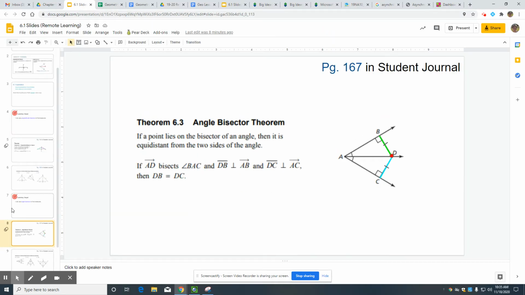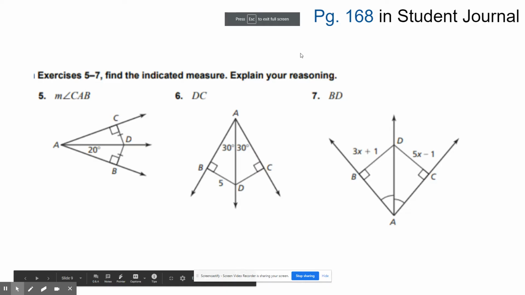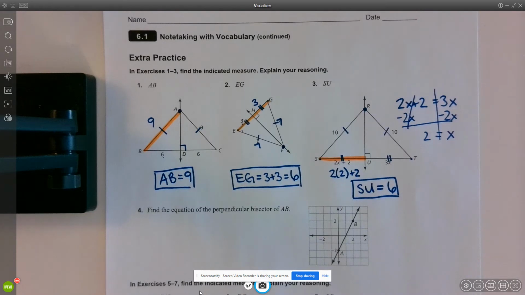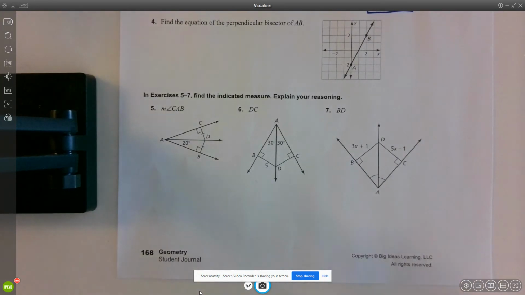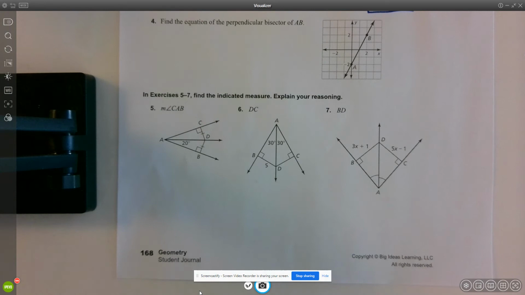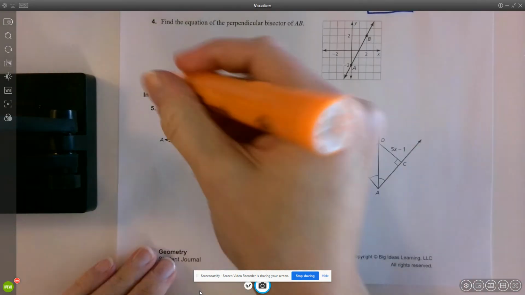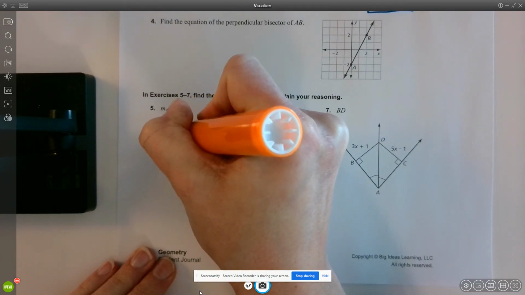So we're going to practice the angle bisector theorem. We're going to go and do 5 through 7 on page 168 in your student journal. So go ahead and turn there, please. In exercises 5 through 7, find the indicated measure. All right, in number 5, we need to find the measure of angle CAB. That's going to be this orange angle here.